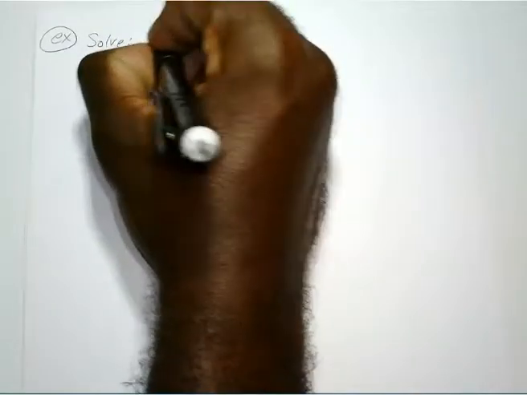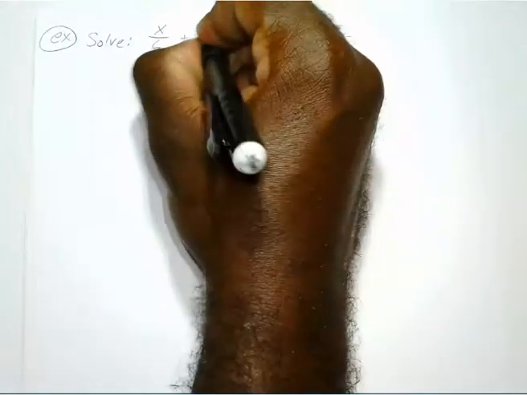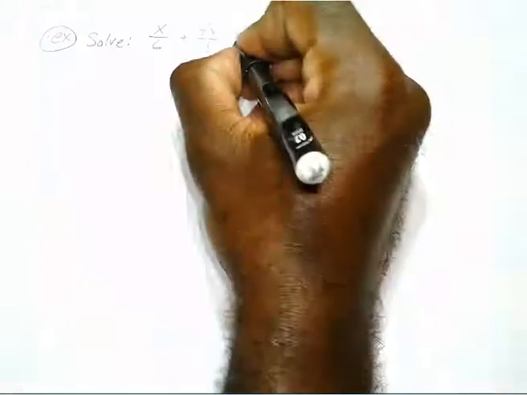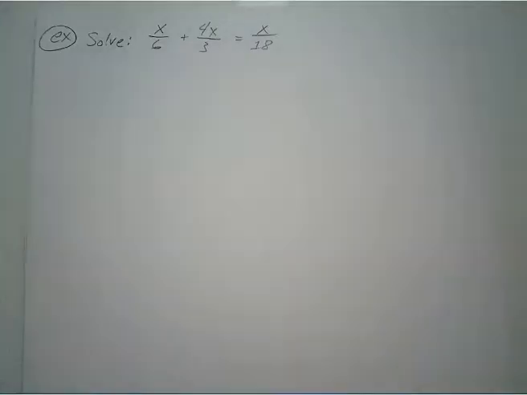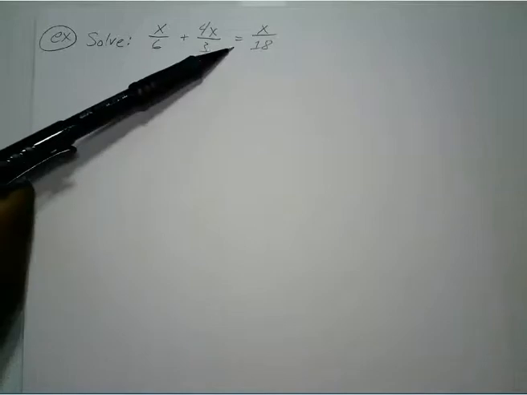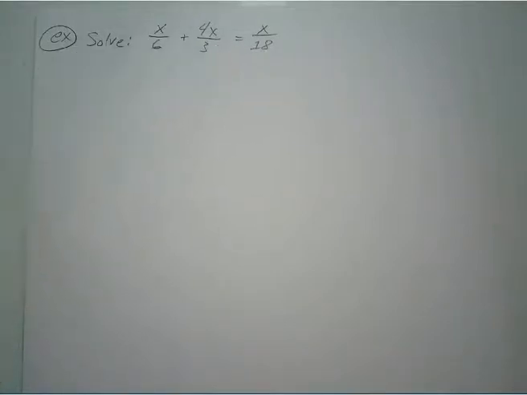All right, so let's say, for example, we want to solve x over 6 plus 4x over 3 equals x over 18. Remember the difference between an expression and an equation is that equal sign. If you have an equal sign, you have an equation. If you don't have an equal sign, you have an expression.